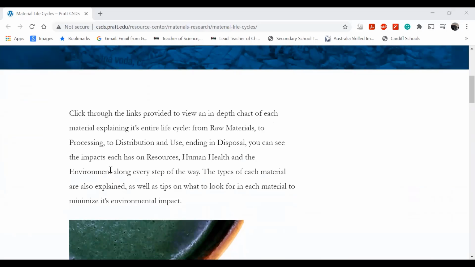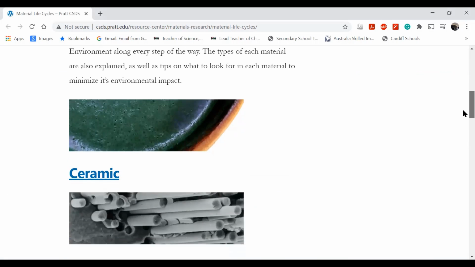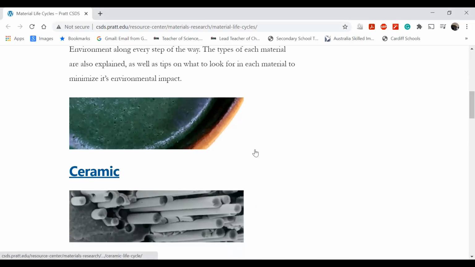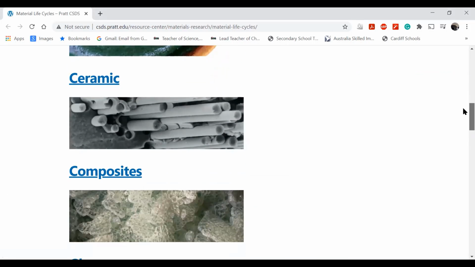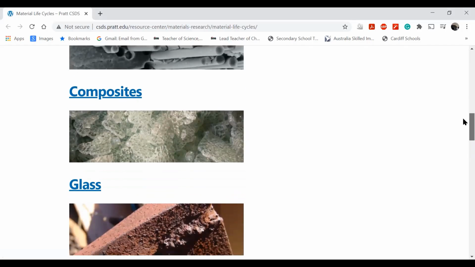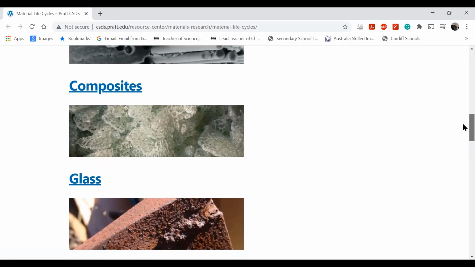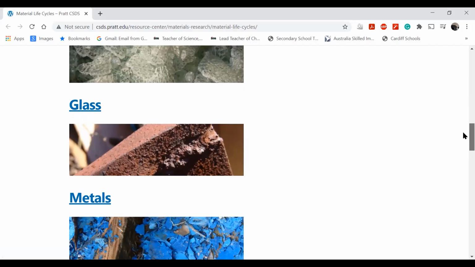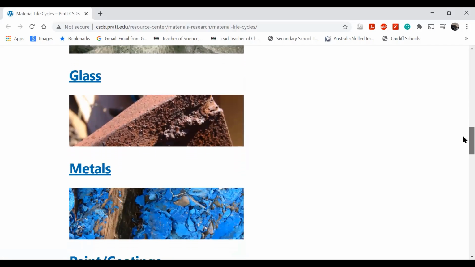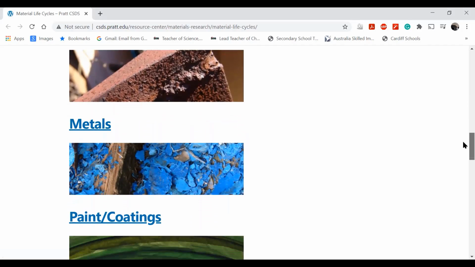The types of materials are also explained, as well as the tips on what to look for in each material to minimize its environmental impact. So it's really great and amazing. So ceramics, let's say you have ceramics over here, you have composites, you have glass, and over there, by the way, when I went there, you can see all of these materials and you can test them and see them in front of you. They have a wide range of each kind of material you can imagine.